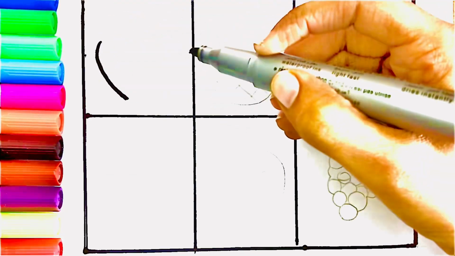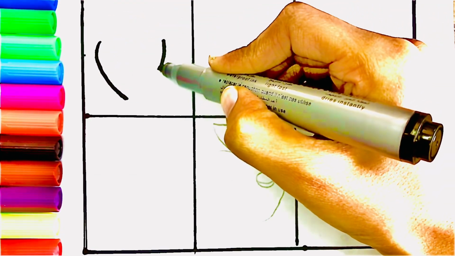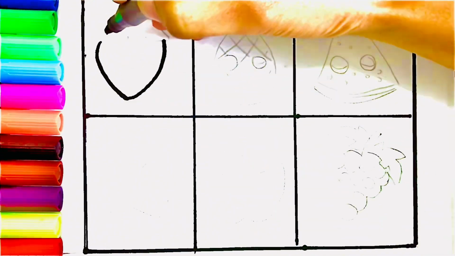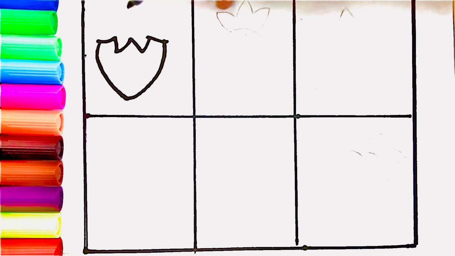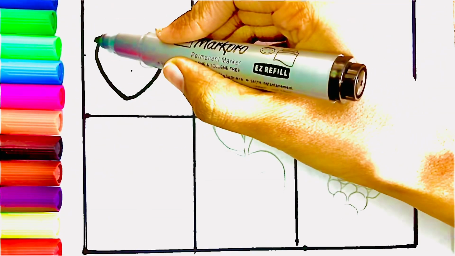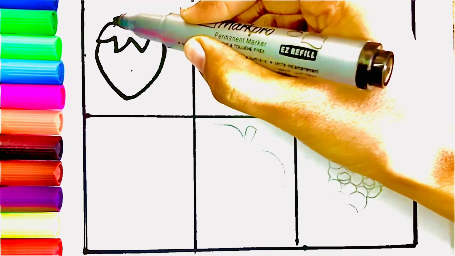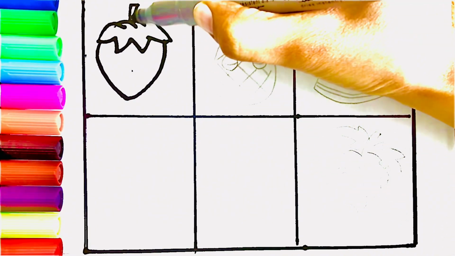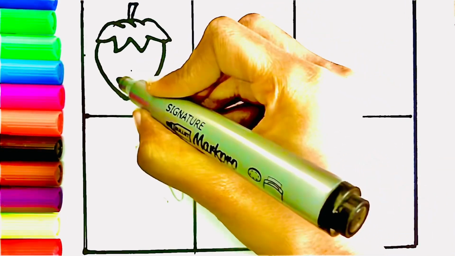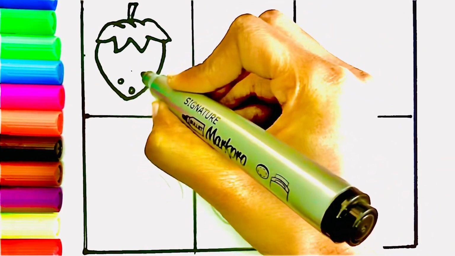So let's start. First, I draw a strawberry. Animated strawberry. This is a red part, and then I draw some leaves of the strawberry. This looks cute and this looks so real and neat. So I have done my strawberry drawing.